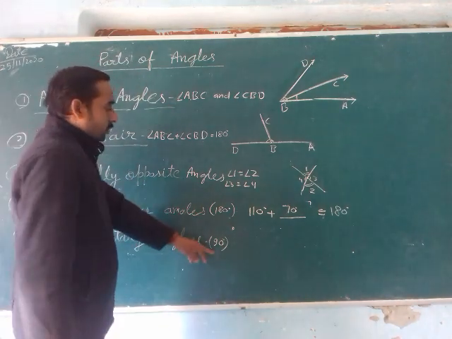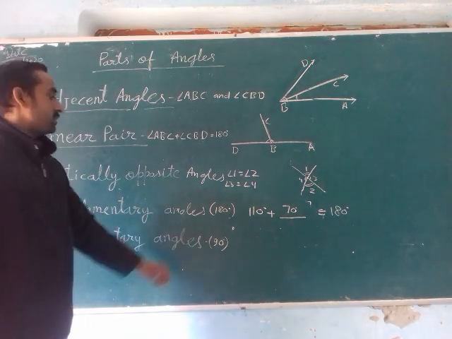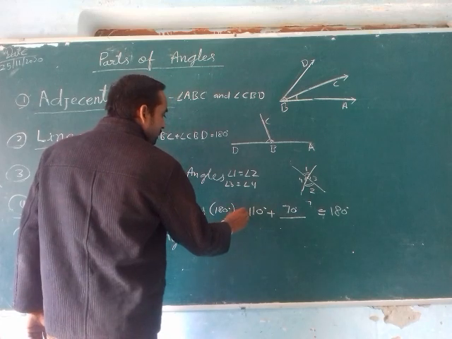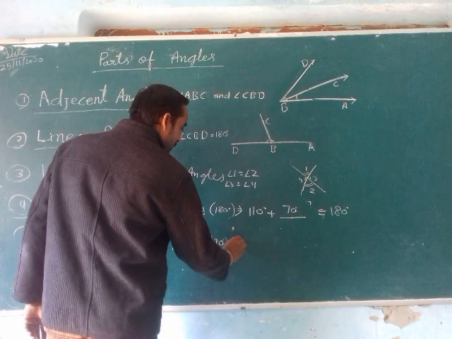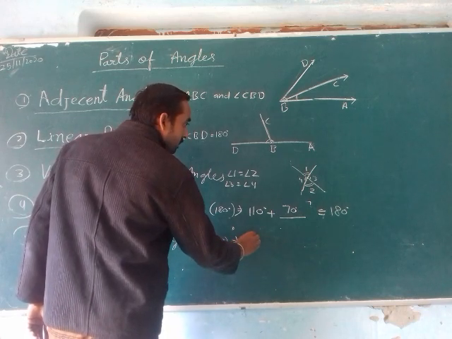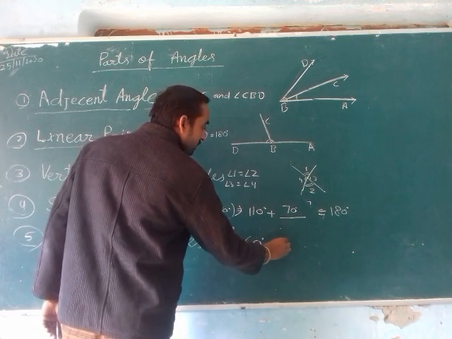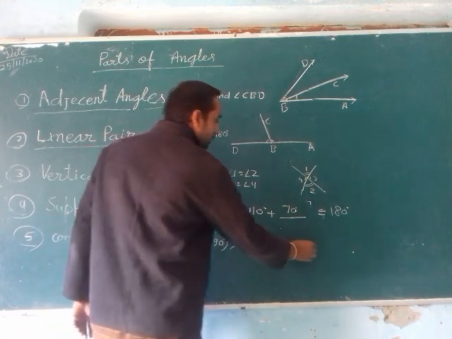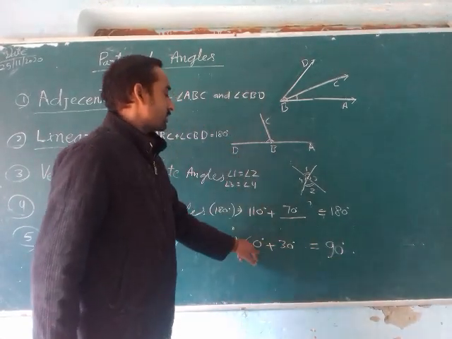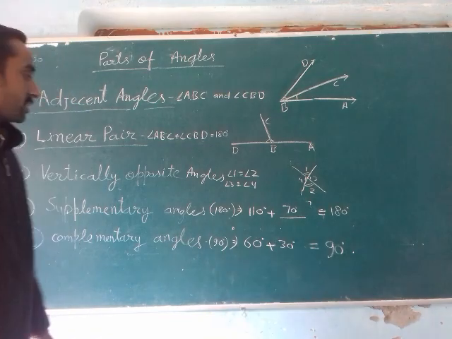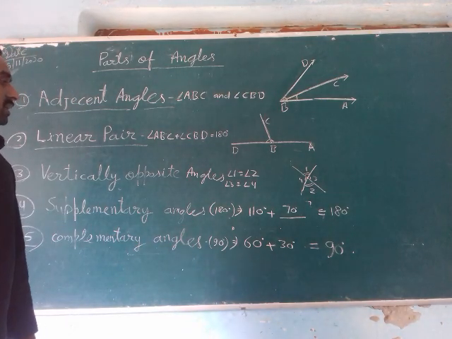Complementary angles: when two angles make 90 degrees, then they are called complementary angles. For example, here is one angle of 60 degrees and the second angle is 30 degrees. It will make 90 degrees. So 30 and 60 are both complementary angles of each other.